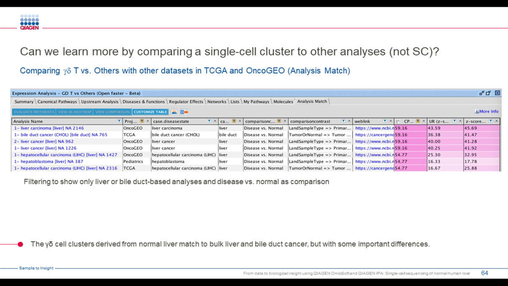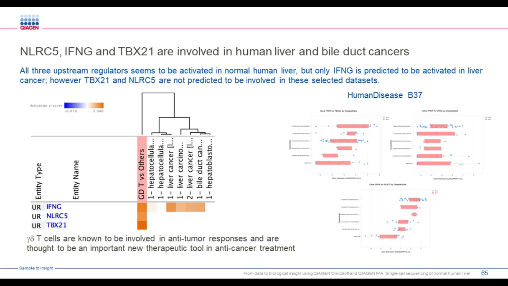In other words, I have looked at the gamma delta T cells versus other comparison, and I ask the question: what other data sets in TCGA and OncoGEO can compare, with a very high level of similarity for the canonical pathways prediction and upstream regulator predictions, to my own data set? Well, liver and bile duct cancers compare, as I said, with some differences, and the differences are here.